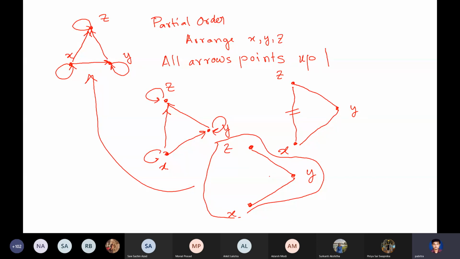This diagram is called a Hasse diagram. It's a graph-like thing where the nodes are the elements of the set and edges represent relations. In a partial order, if there is an edge, we sometimes say X is comparable to Y, since X is related to Y. Similarly, Y is comparable to Z. So you represent this partial order structure on certain sets by these Hasse diagrams. They basically represent this graphical structure.